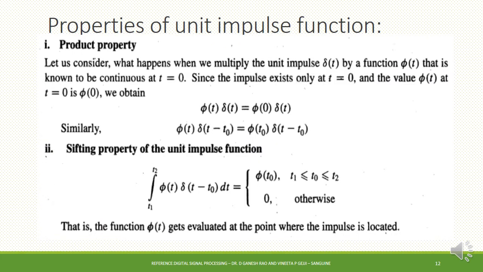So actually, some properties of the impulse function are given here. I will tell you a little about this. Please try to read this. One is the product property. Here delta t is a function, and that is multiplied by phi of t. Then what you are going to get is the product property, and this is the shifting property of the unit impulse function.